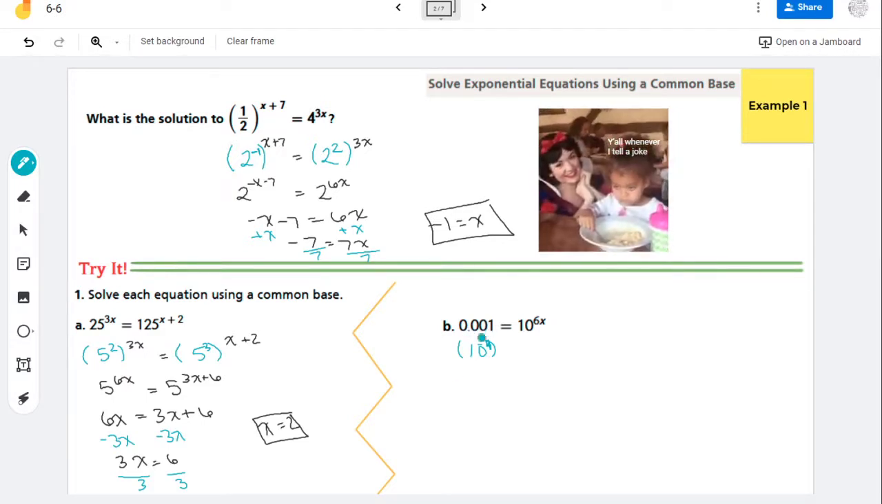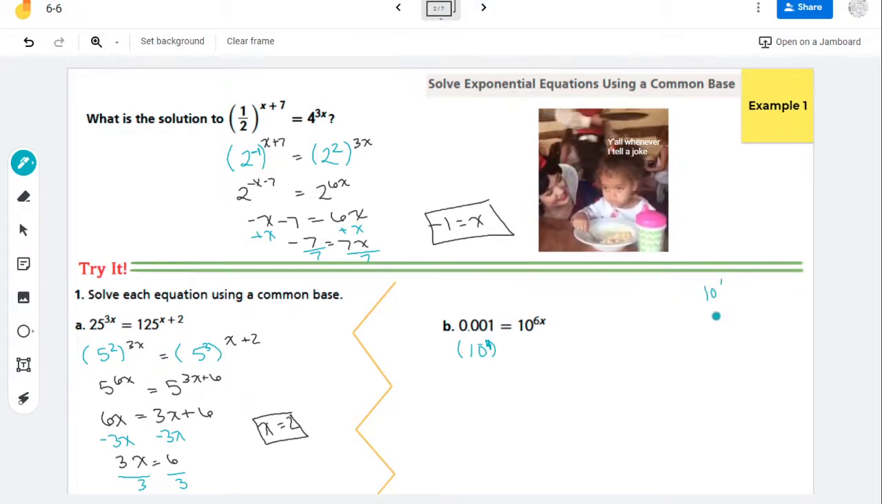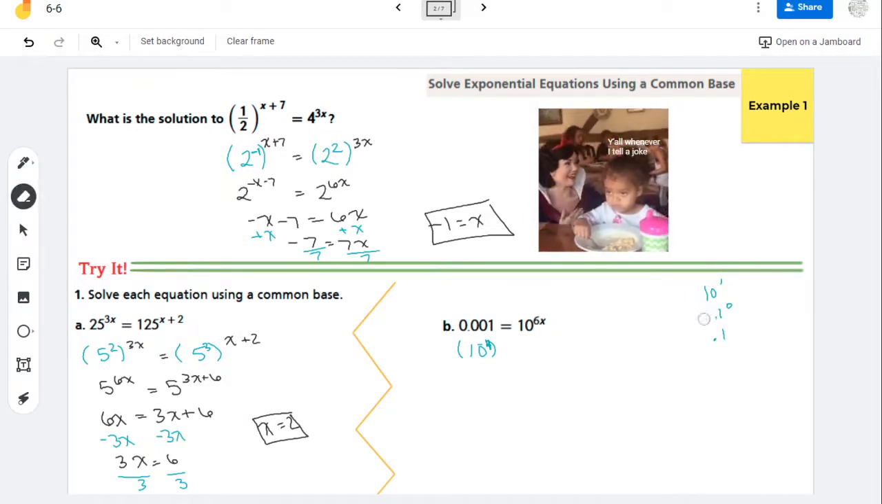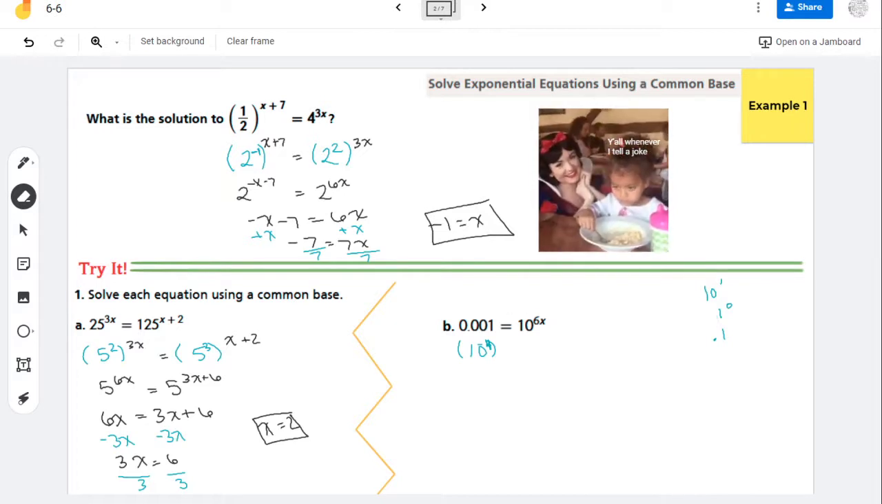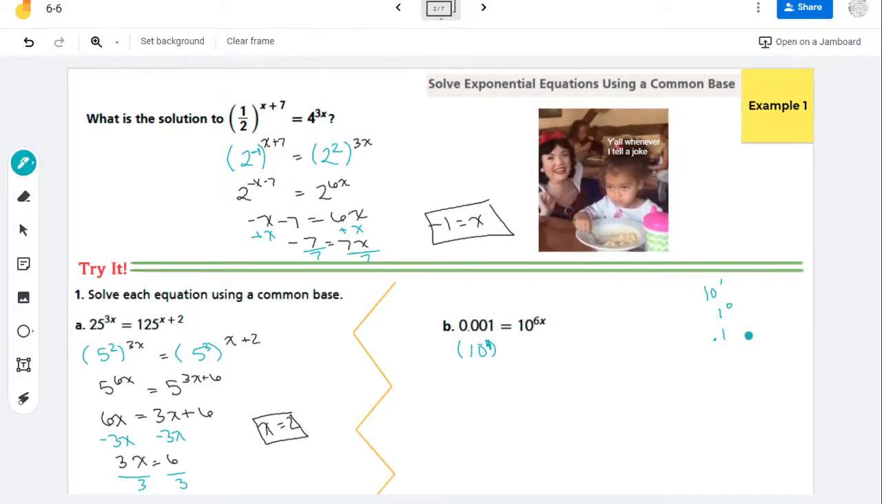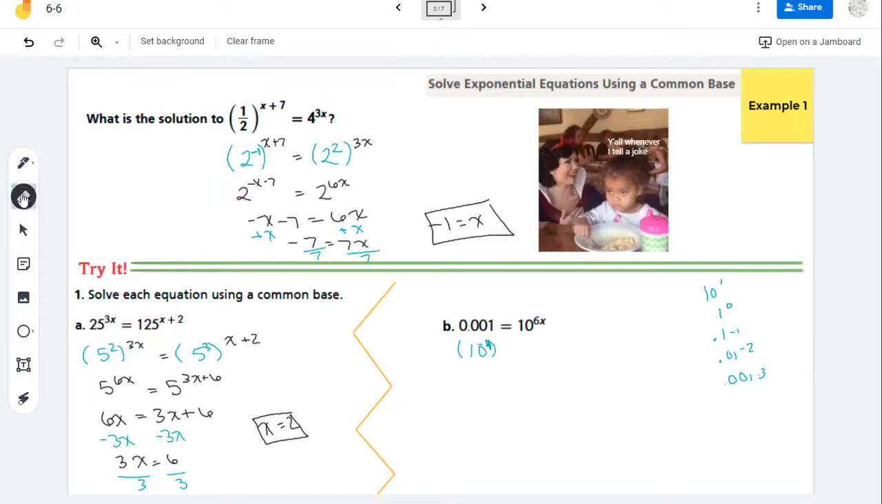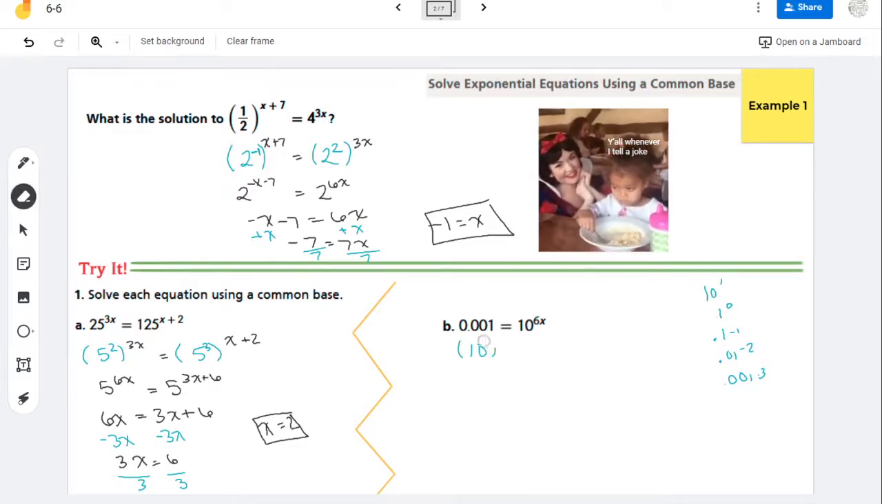Let's see. So 10 is to the first power, right? 1 is to the 0. 0.1. That's just a 1, by the way. 0.1 is to the negative first. 0.01 to the negative second. 0.001 to the negative third. I was right the first time I thought about it.